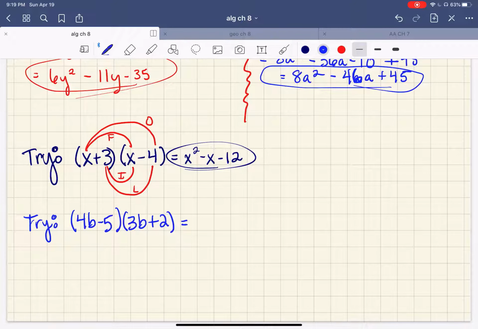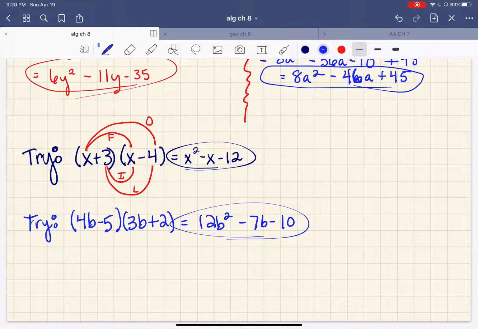All right, I'm not going to draw the lines for you. You're going to have to foil it yourself. Go ahead. You should get 12b squared minus 7b minus 10.